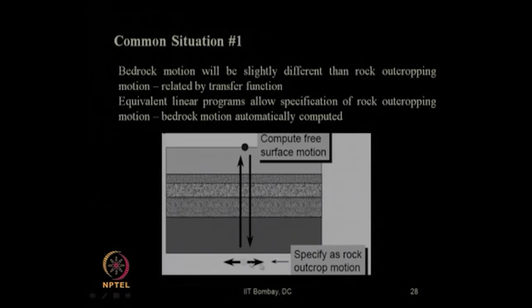Okay. So, this bedrock motion, once you put it, then you compute the free surface motion by using these equivalent linear or nonlinear programs. For that, as I said, either SHAKE or DEEPSOIL can be used.